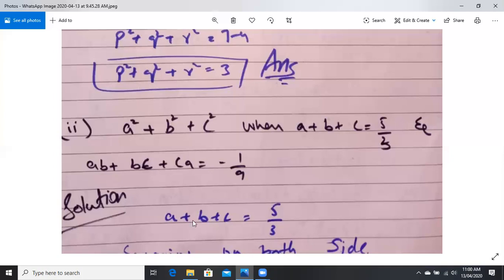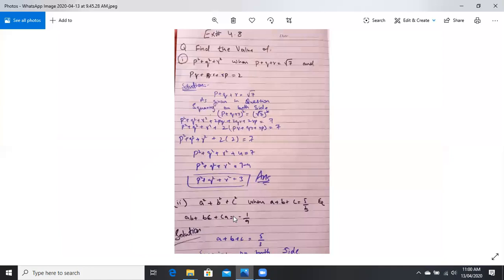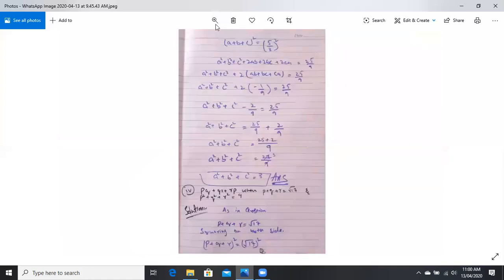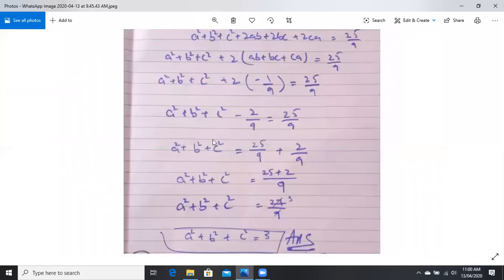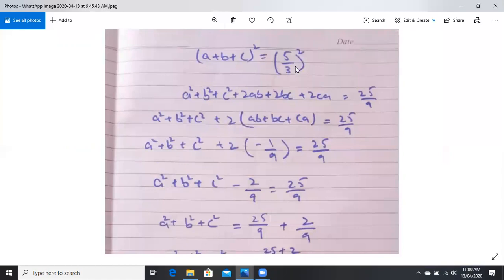So here they just changed the variables and numeric values, and the question procedure is the same. As given in the question, a plus b plus c equals 5 by 3. Now solving this question, okay? So again we take squaring on both sides, which is a plus b plus c whole square and 5 by 3 whole square. The square of 5 is 25 and the square of 3 is 9, because the square applies on both the numerator and denominator. And a plus b plus c whole square, I also apply the square here, which is a square plus b square plus c square plus 2ab plus 2bc plus 2ca.